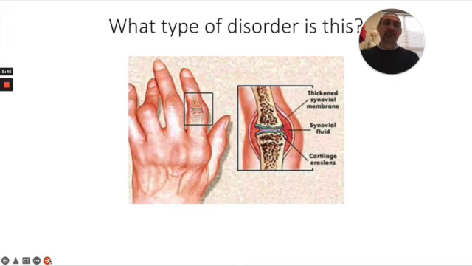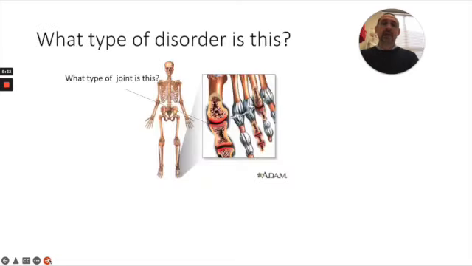So here's a great example of rheumatoid arthritis. You can see it's affecting all the joints. As opposed to this example, which would be osteoarthritis. The arthritis is only found in the joints that are being overused. In this case, the joints in the metatarsals. And that's all we have about joints.